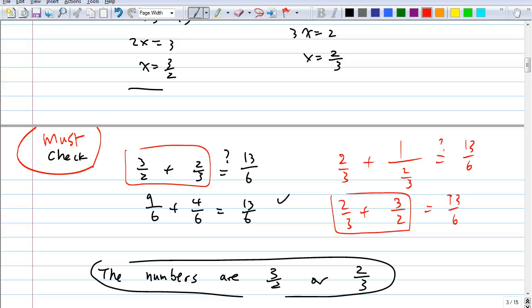Haven't forgotten the answer? 3 over 2 or 2/3. Does this make sense now? If you didn't get it, do you see why? These are the answers, right? There are two possible ways for this to be true. If you add the number and its reciprocal, it comes out to 13 over 6.